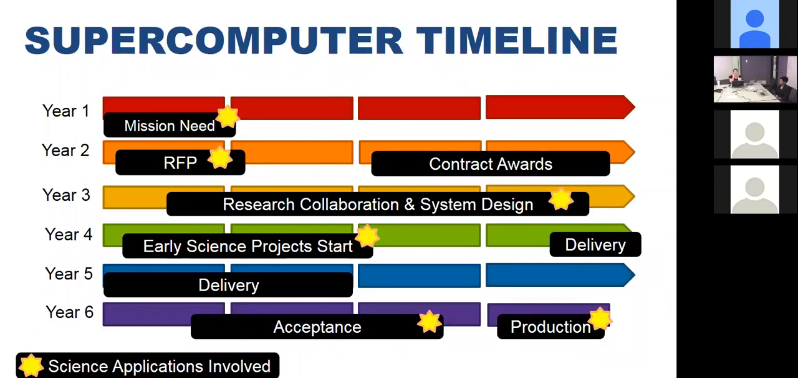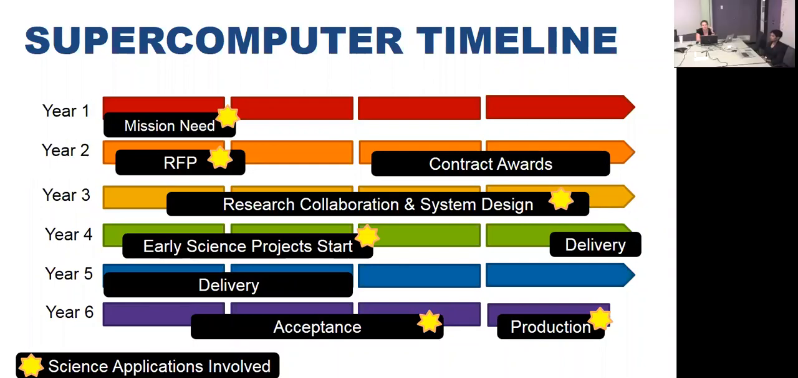While this seems like a project slide and maybe a little overwhelming, I really wanted to make sure that it was illustrated where we involve science applications in the process and over what time frame we're starting. So this is purely a cartoon. This does not represent any particular project. Normally, historically, we have seen that from the very beginning, this mission need where we describe to DOE why we need a particular computer, why we want to build it, and make the case for building it.